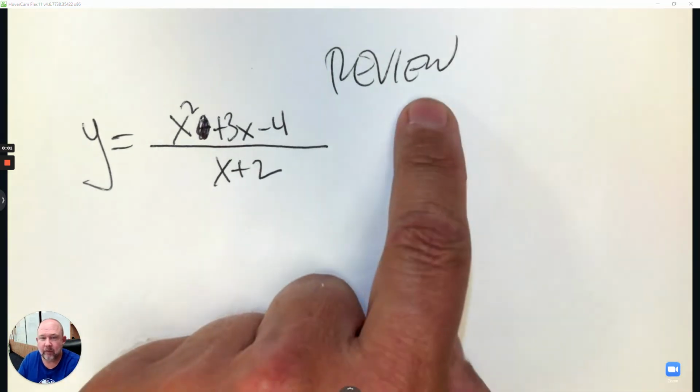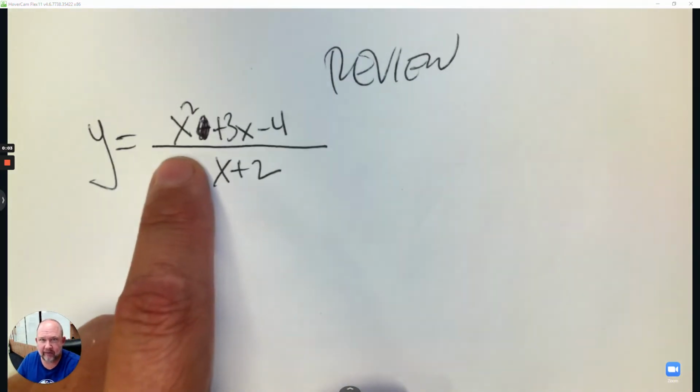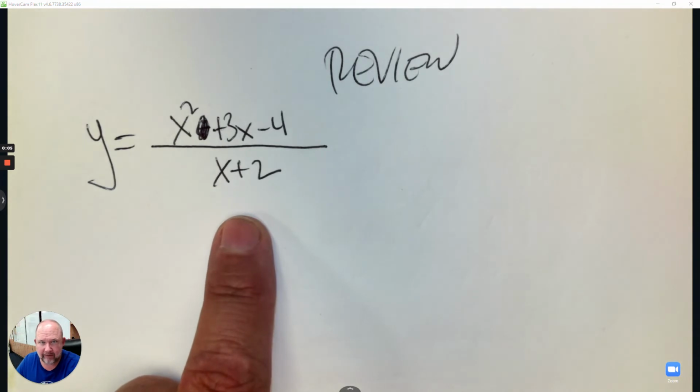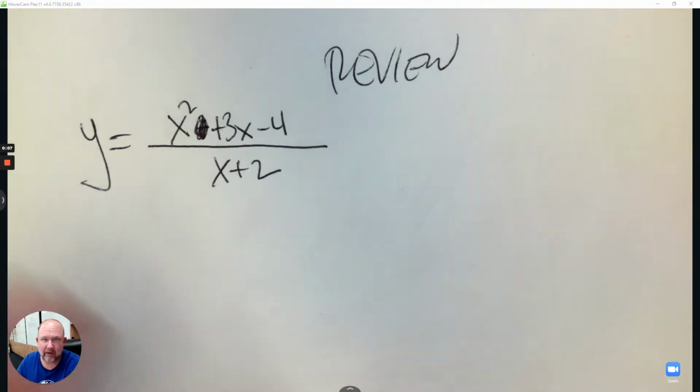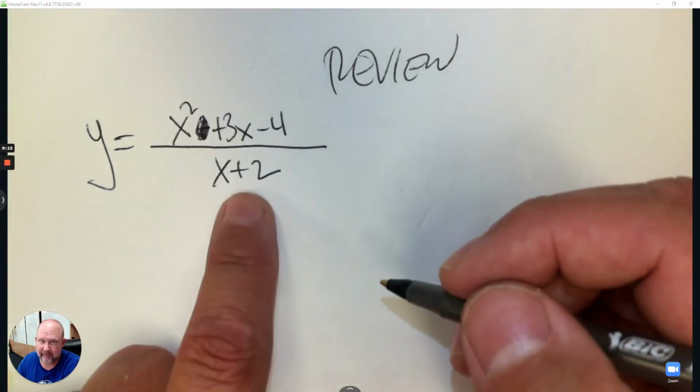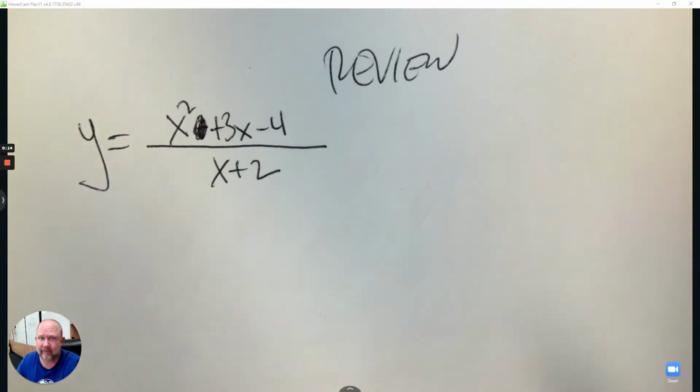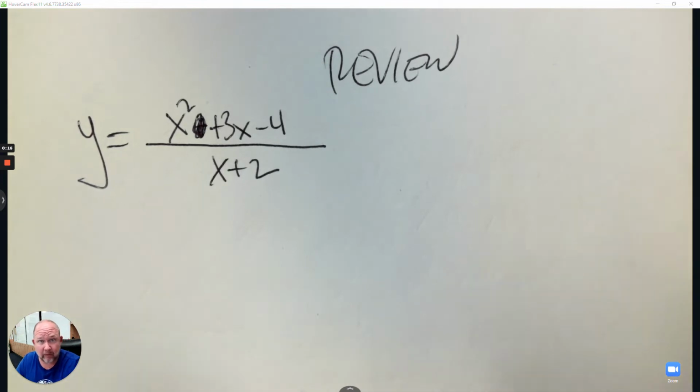All right, here's a review on graphing a rational function that will end up having an oblique asymptote in it. So write this down, press pause. Our first step is to factor it. If we don't factor it correctly, everything else that follows is going to be wrong. So it's really important to factor it, be detailed, and do it properly.